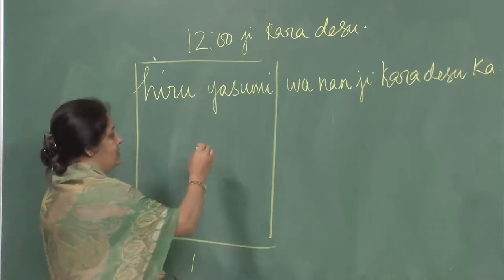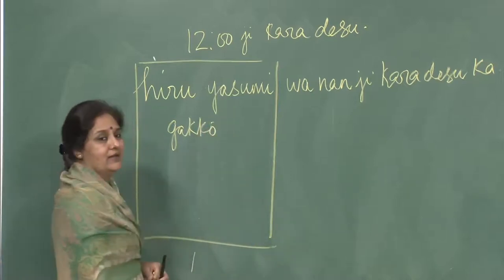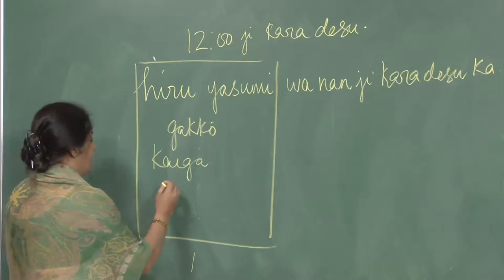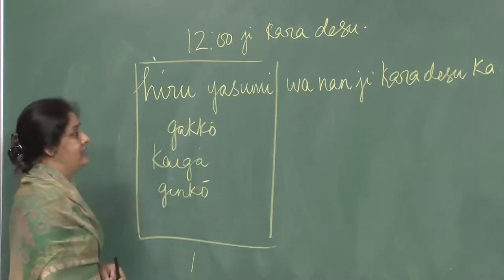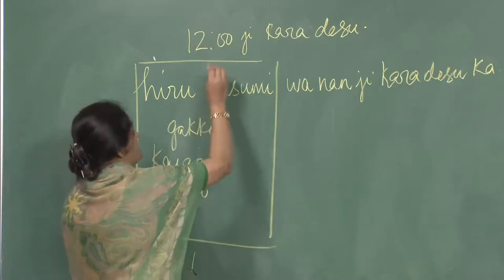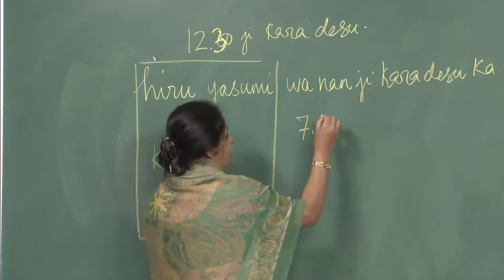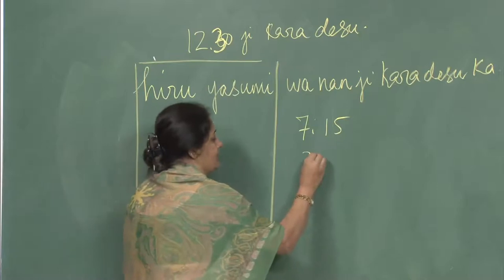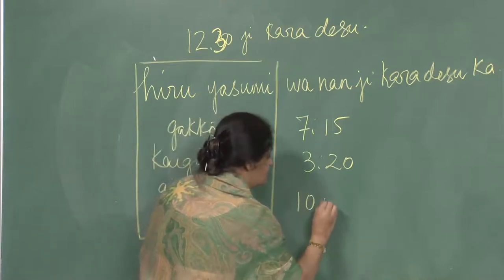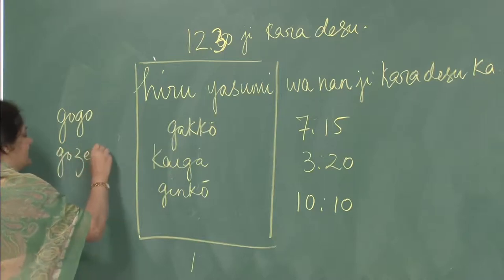So now for hiru yasumi, you can also replace hiru yasumi with a lot of things that you have done earlier, like gakko. Gakko wa nanji kara desu ka? Kaigi wa nanji kara desu ka? Or ginko wa nanji kara desu ka? Of course, this pattern you have already done. What we need to practice here is minutes. So, hiru yasumi wa juniji han kara desu. Gakko wa shichiji jugohun kara desu. Kaigi wa sanji nijuppun kara desu. Ginko wa juji juppun kara desu. Now you can again add gogo or gozen to it and practice with your partner.